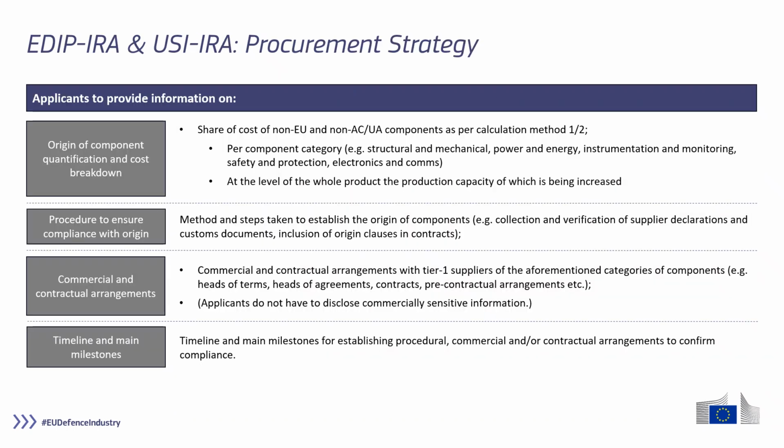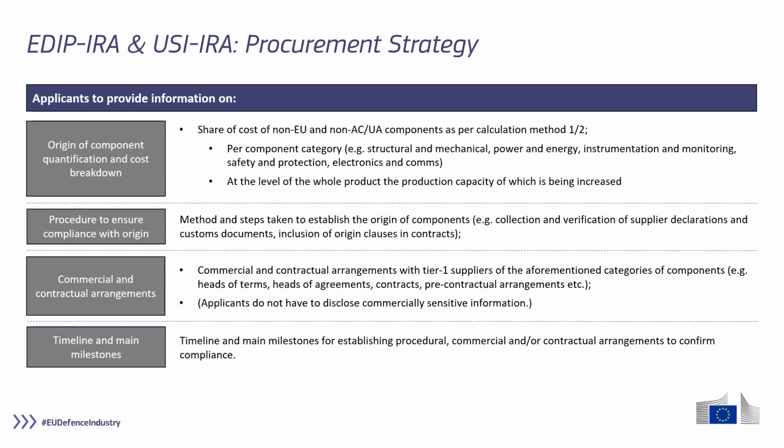As promised, a few more details about the procurement strategy document. This can be found on the EU Funding and Tenders portal and has to be submitted alongside proposals for EDIP IRA and UC IRA funding. There are 4 sections in the document. The first section calls for an origin of component quantification and cost breakdown.